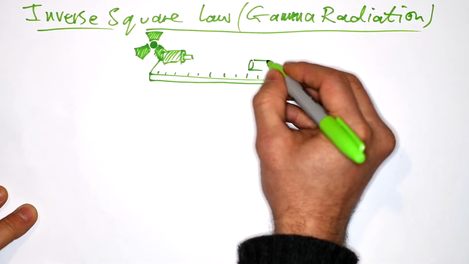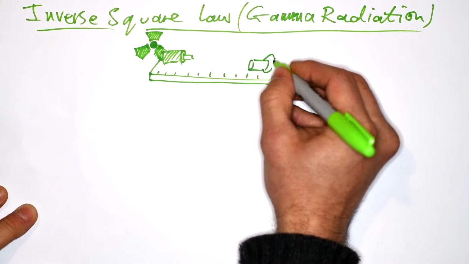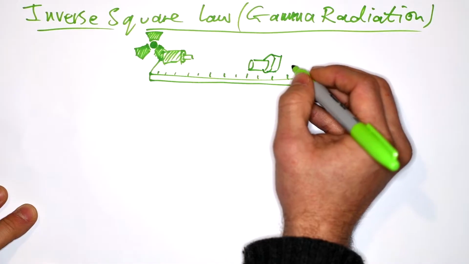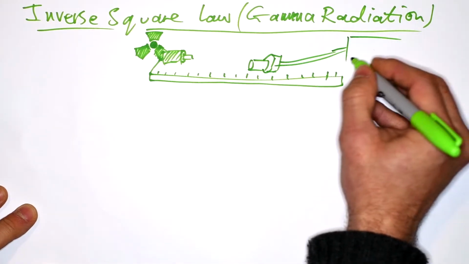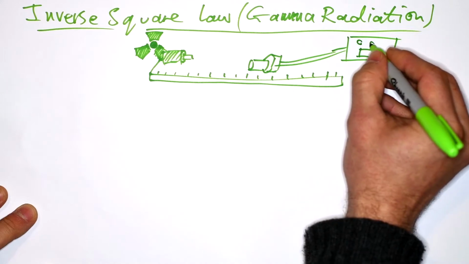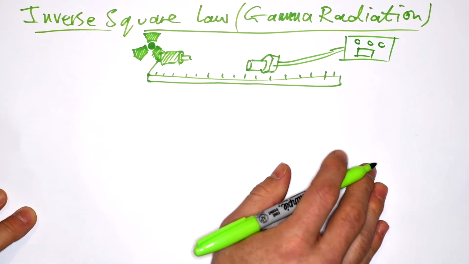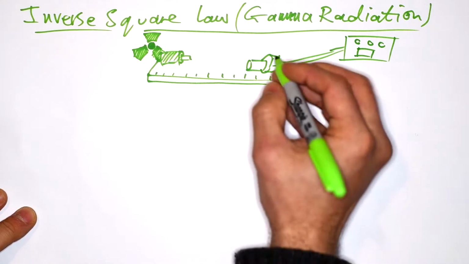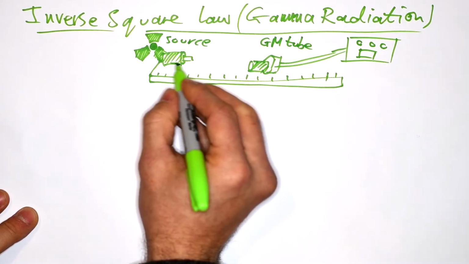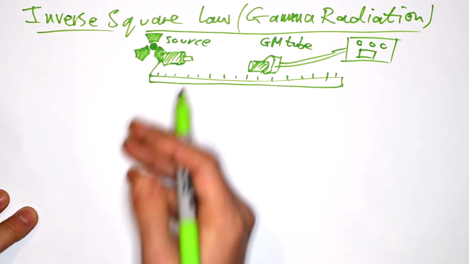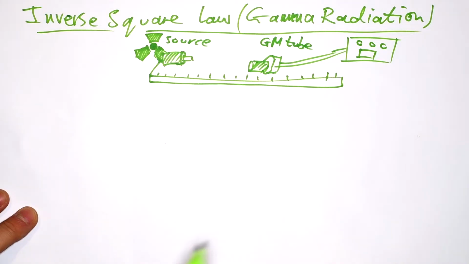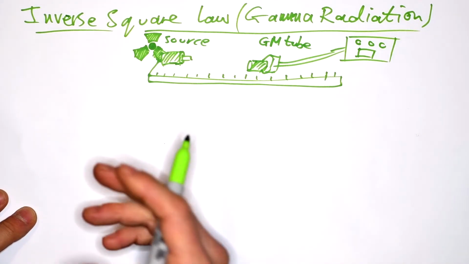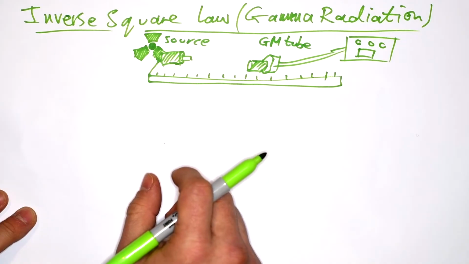And then you're going to have your GM tube, that's your Geiger-Müller tube, some distance away, and you're going to change that distance. That's going to go to a scaler or a counter. That's just going to count each individual bit of radiation that the GM tube detects. Now, the source is going to be something like cobalt-60, and it does need to be a gamma emitter. This doesn't work for alpha or beta radiation because, as we know, air absorbs both alpha and beta.